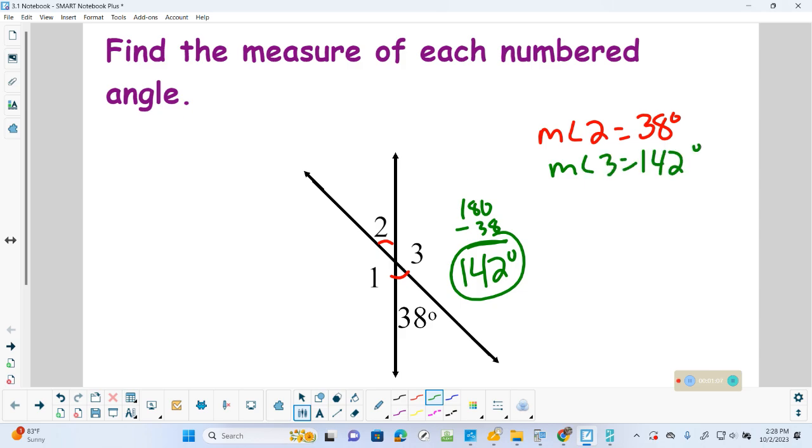Now, I think you can get angle 1 with like no work. What's angle 1? 142, because 1 and 3 are congruent, they are vertical angles. So like I said, geometry is the gift that keeps on giving. You're going to see vertical angles and linear pairs still a lot this chapter, just for the record.